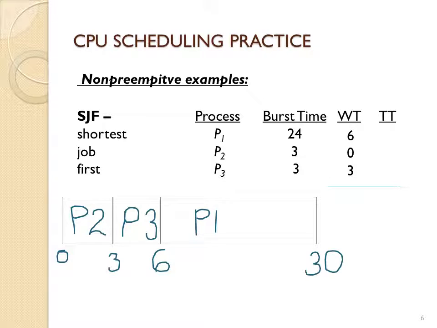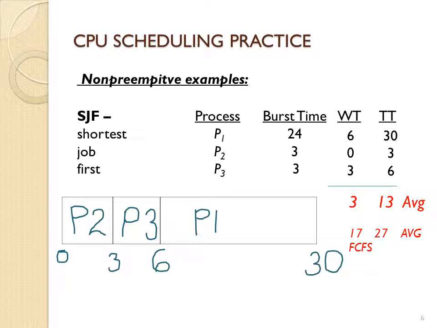If you take a look at the wait times, P1 only waited 6 time units to get the CPU, P2 0, and P3 3. So the average wait time is 3 time units for this algorithm, shortest job first, and the average turnaround time is 13 time units, where P1 finished at time 30, P2 finished at time 3, and P3 finished at time 6. If you compare these averages with first come, first serve, you can see that the shortest job first algorithm has given much better results.